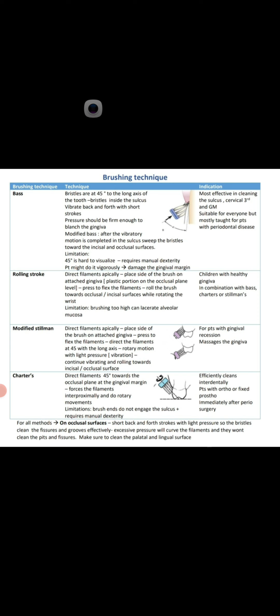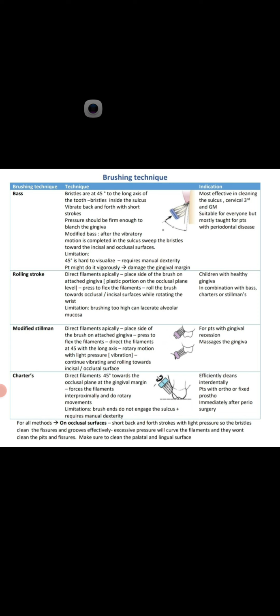Direct filaments apically. Place the side of the brush on the attached gingiva, plastic portion at the occlusal plane level. Press to flex the filament. Then we roll the brush. How do we roll the brush? Toward the occlusal and incisal surface while rotating the wrist. We rotate the hand wrist and roll the brush toward the occlusal and incisal surface. What are the indications of rolling stroke? For children with healthy gingiva we use the rolling stroke, and in combination with the Bass, Charter or Stillman method.